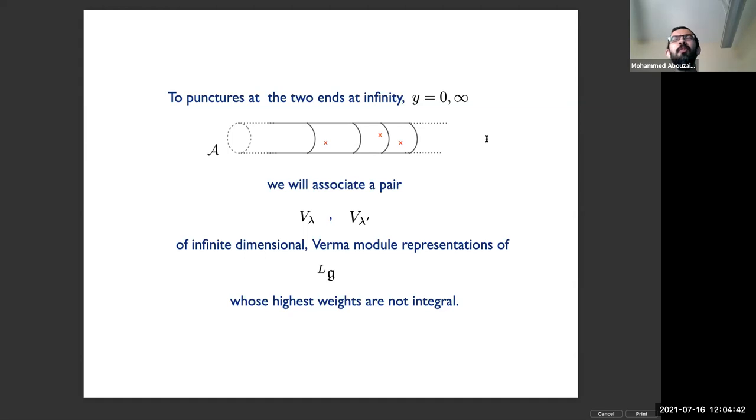I don't know what a minuscule representation is. What is it for SU(2)? So all representations of SL(N) are minuscule. Okay.